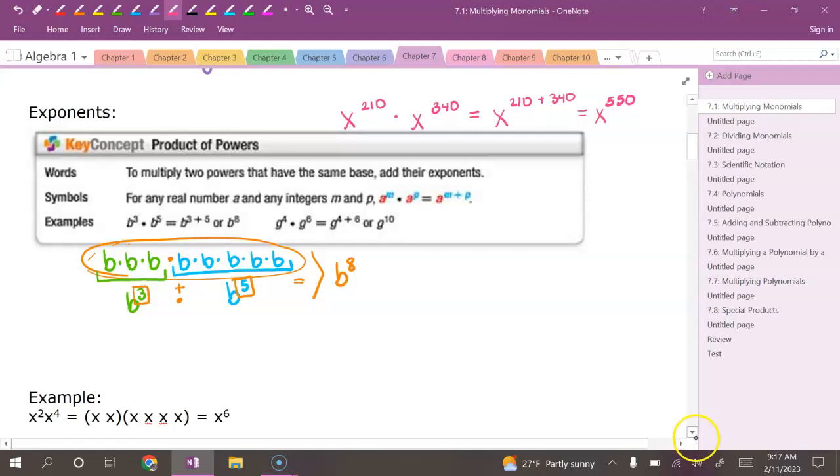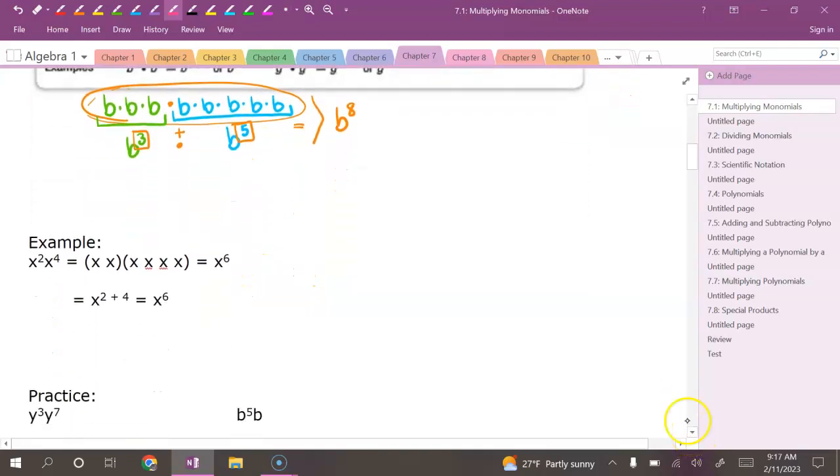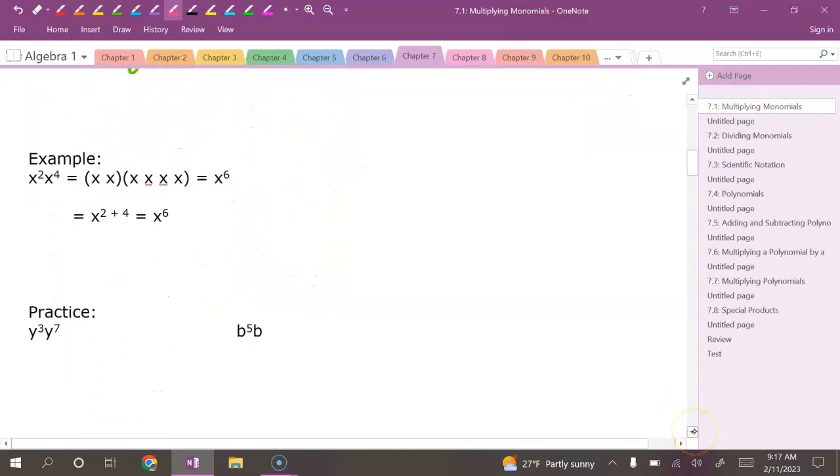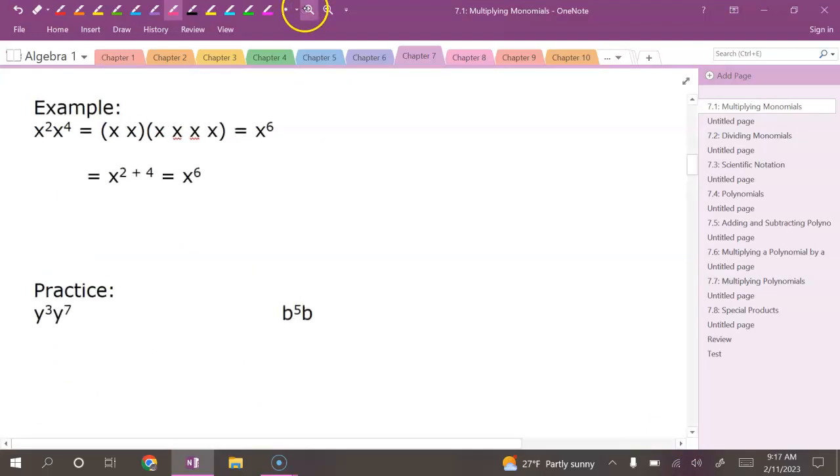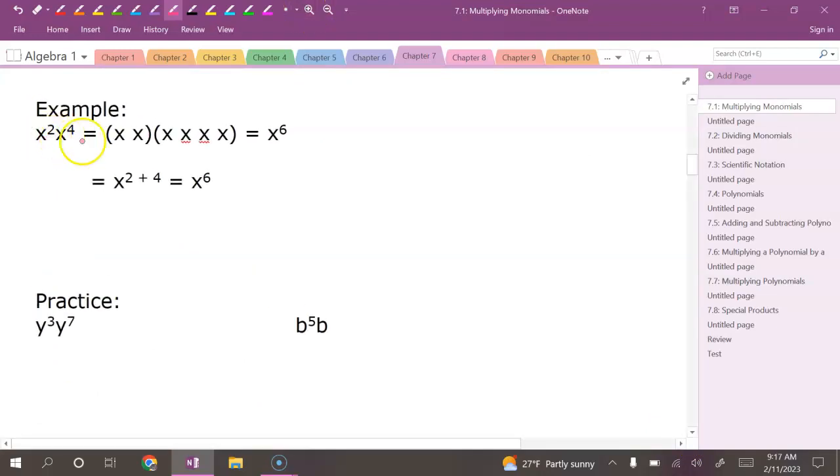So I give you an example down here that really, again, just kind of goes over exactly what I did up there. So I've got x squared times x to the 4th power. X squared, remember, is 2 x's. X to the 4th is 4 x's here. And so if I multiply them all together, or if I add up all the x's that I wrote out there, that's really 6 of them. So it's x to the 6th power. And the shortcut, again, is just to add those exponents to get to that final answer.